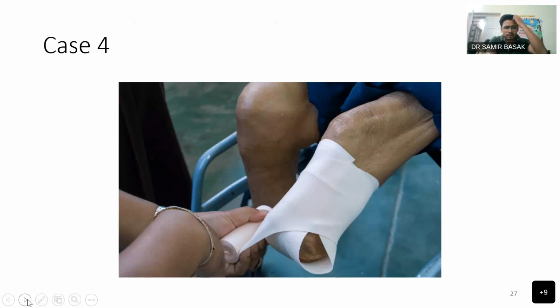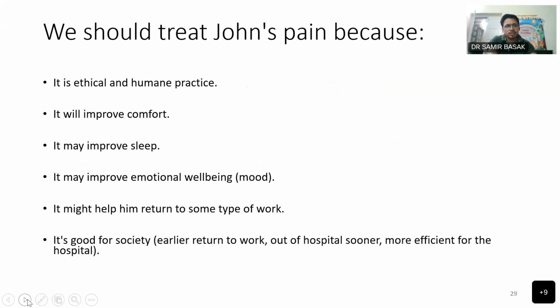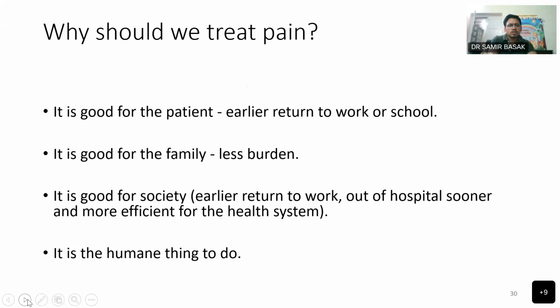And case number 4 is the last case. This is one patient with an amputation. John is a 50-year-old amputation patient who had a below-knee amputation following a motor vehicle accident 1 year ago. He comes to your clinic complaining of pain in the absent foot. So the missing part is painful. We should treat it on humanitarian ethical grounds, to improve his comfort, sleep, and mood, and return him to some type of work, for a good family and good society outcome. So we should treat this patient this way.